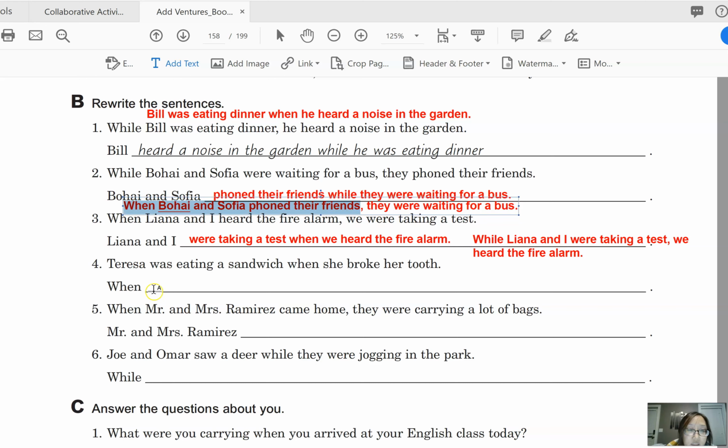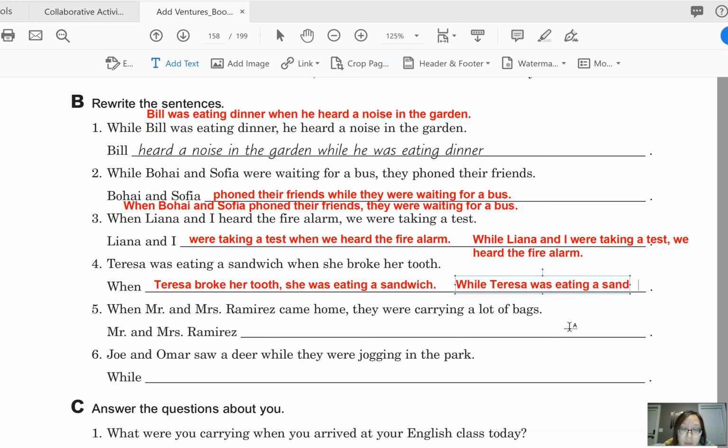Okay, number 4. Teresa was eating a sandwich when she broke her tooth. So same thing. When Teresa broke her tooth, she was eating a sandwich. Okay, and then we can also make another sentence with while. You can say, while Teresa was eating a sandwich, comma, she broke her tooth. Okay, or Teresa broke her tooth while she was eating a sandwich.